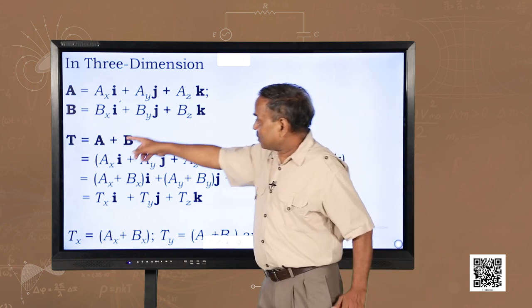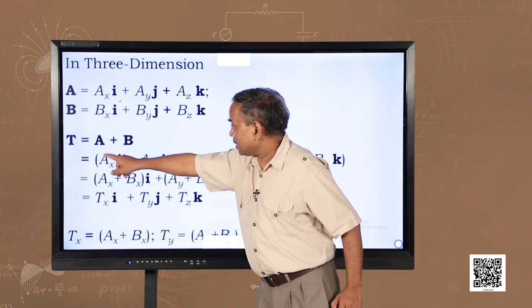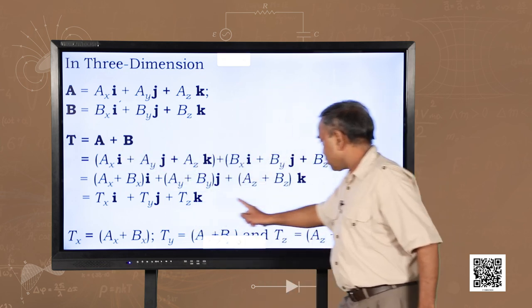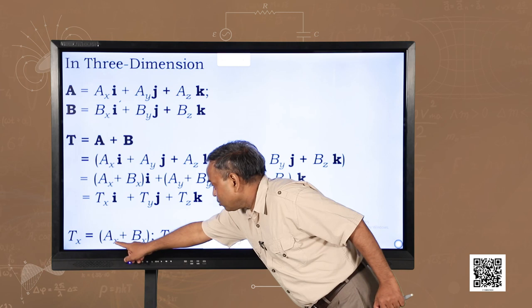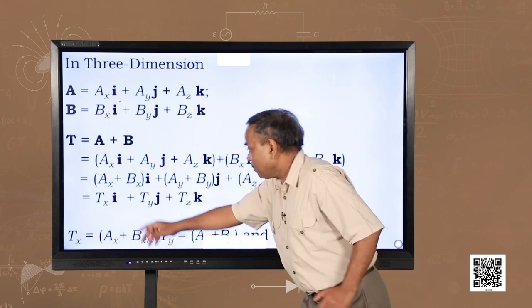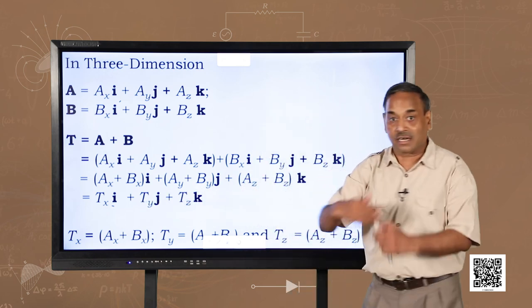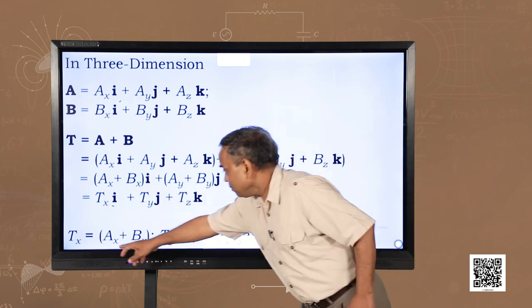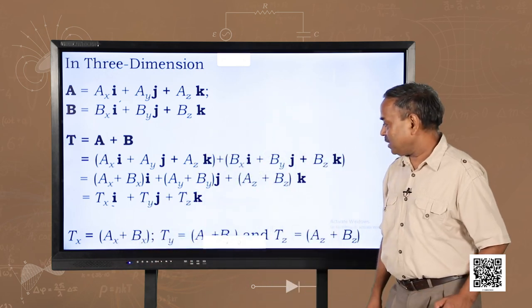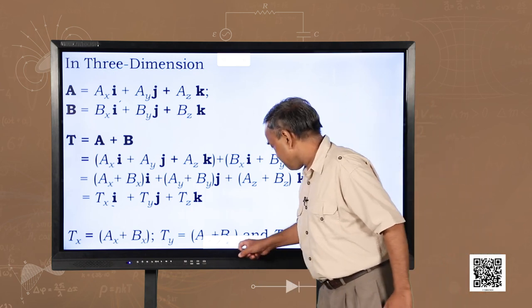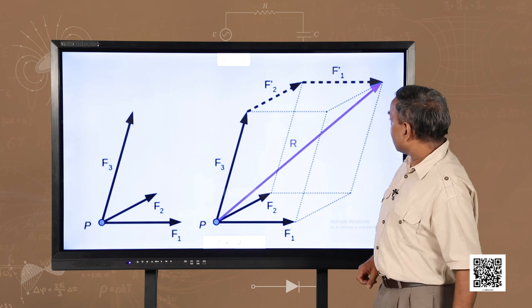Now, if the total resultant is T, let us say A plus B, then we can do this calculation and find out Ax. What is Tx? T has three components, Tx, Ty, Tz, where Tx, Ty, Tz are numbers. How can these numbers be given? Tx is nothing but Ax plus Bx, Ty is equal to Ay plus By, and Tz is equal to Az plus Bz. Now, this is again a diagram.